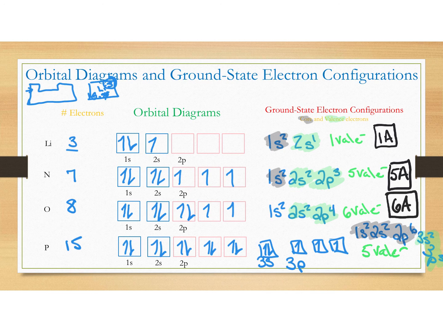What did we learn back when we were talking about the periodic table? Oxygen is in group 6A. Why is it called 6A? Because it has 6 valence electrons.